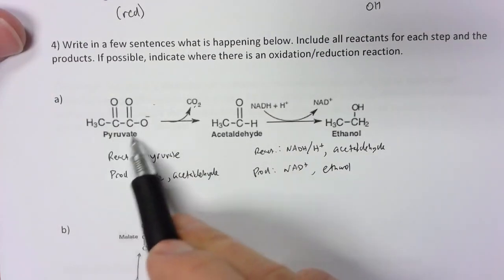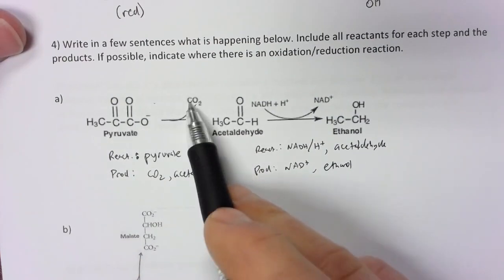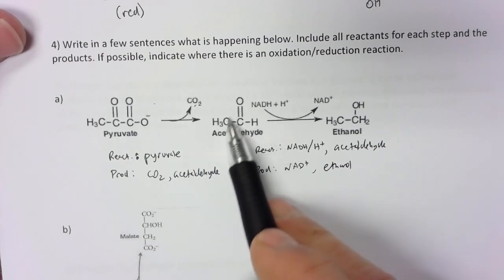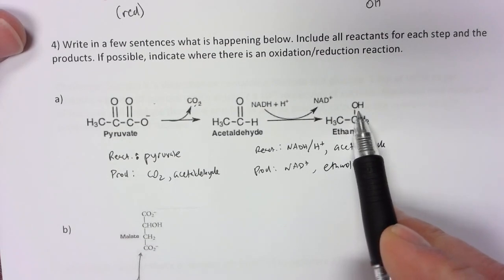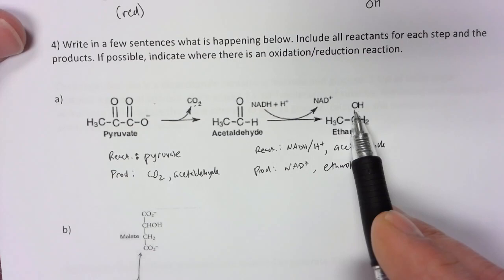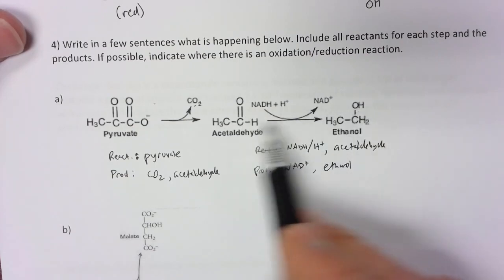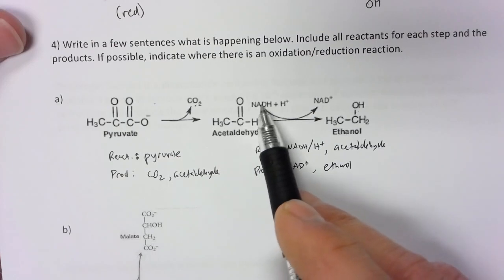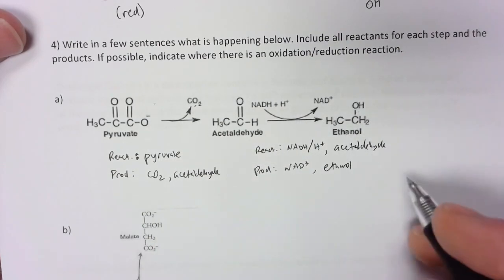Okay, so what is going on here? In words, you could write that pyruvate is being converted to acetaldehyde, and in the process, CO2 is being released. Then, acetaldehyde is getting reduced to ethanol. The aldehyde is going to an alcohol, so that's a reduction. Oxygen bonds are being lost, hydrogen bonds are being gained, and NADH is getting oxidized to NAD+.